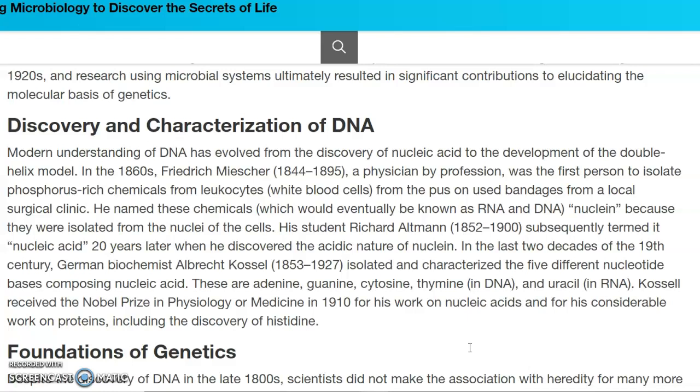And then a few years later, his student, Richard Altman, named it nucleic acid because he discovered that it had acidic properties. And then we had more work on this by Kossel, who actually isolated the different nucleotides that are found in the nucleic acid: adenine, guanine, thymine, cytosine, and uracil, which we'll get to in a little bit. And so he actually received the Nobel Prize for his work with this.